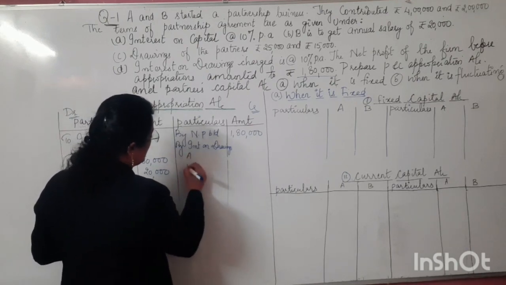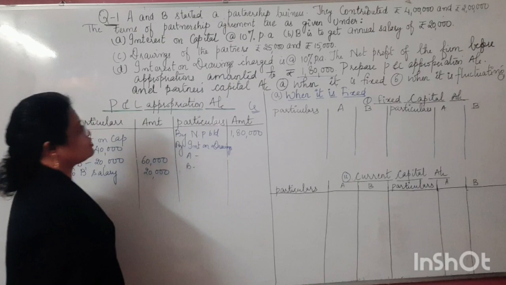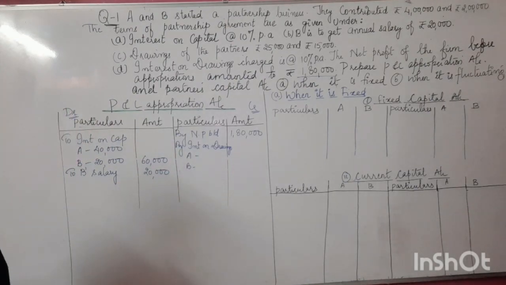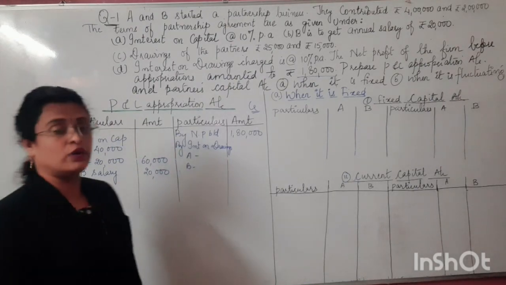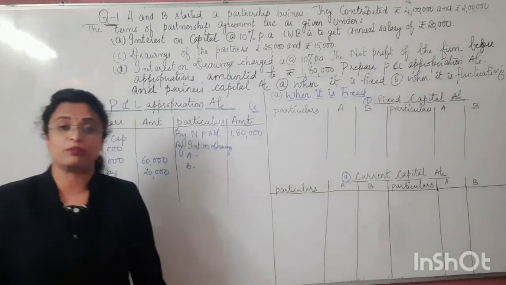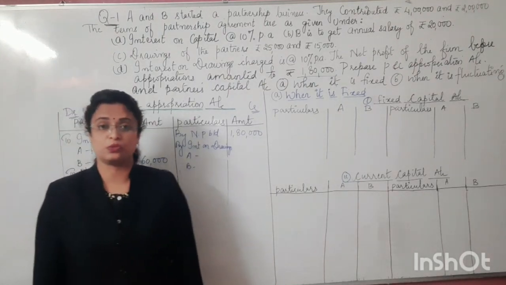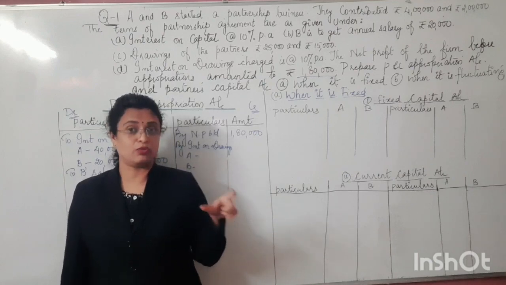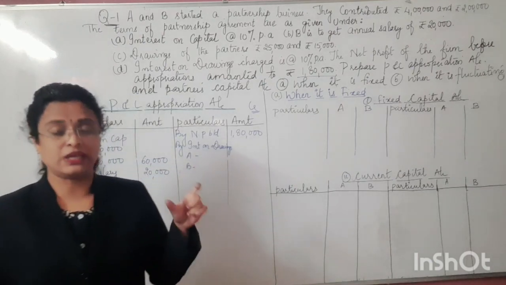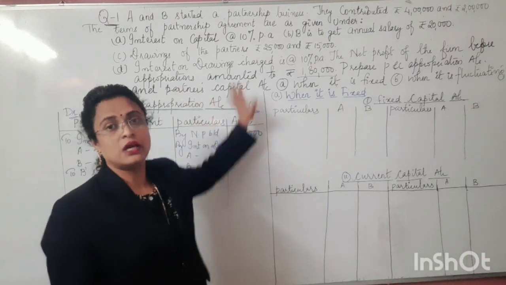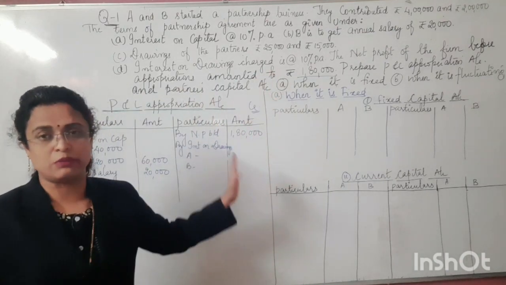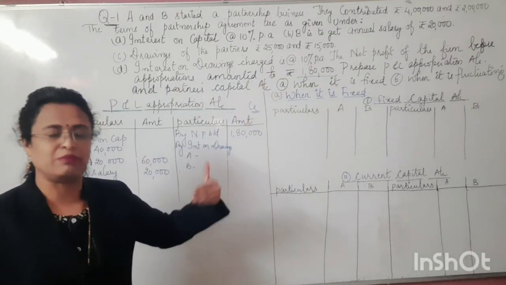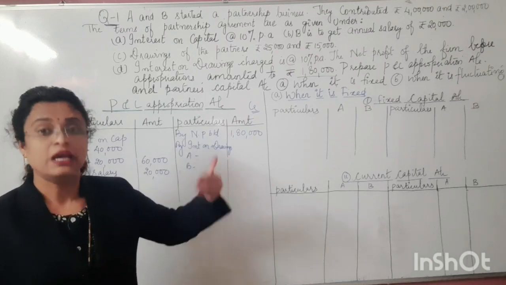So A and B. Now see children, there is no time duration mentioned for the drawings here. You know the rule we have already seen: when there is no clarity about the time duration, we need to calculate the interest on drawings for an average time duration, that is half yearly, 6 months. Here the duration is an annual basis of 12 months, so the average time duration we take is half of it, that is 6 months.